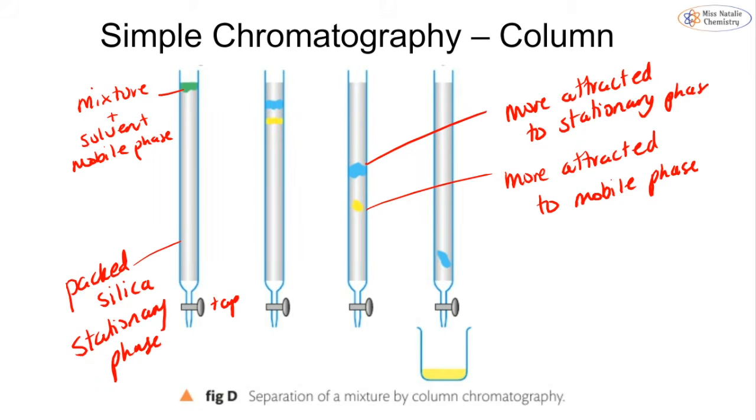Because it moves through the column much slower, it is more likely to be attracted to the particles of the silica. And eventually you will be able to have the yellow component come out and put that into a beaker or conical flask, and then put a new conical flask to collect the blue sample as well. So we're separating out the green mixture into a blue component and a yellow component because they have different affinities for these mobile and stationary phases.